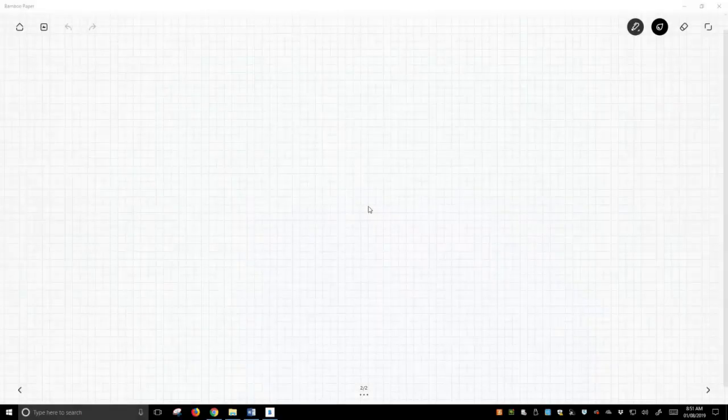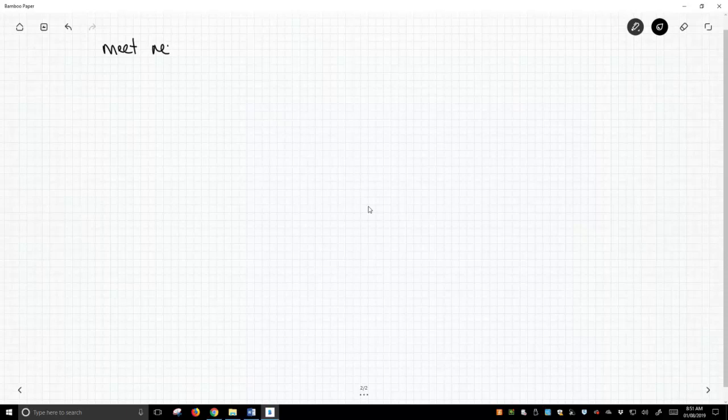We need to meet a new functional group. In fact, two new functional groups. Meet new FGs. And these are going to be the acetals and ketals. Okay, so we have seen, let's show an aldehyde right here, and let's show a ketone down here.